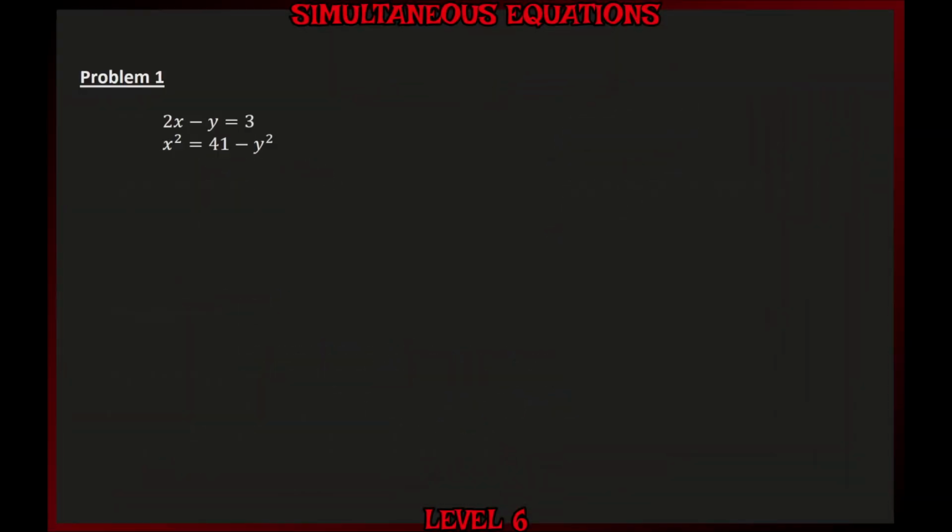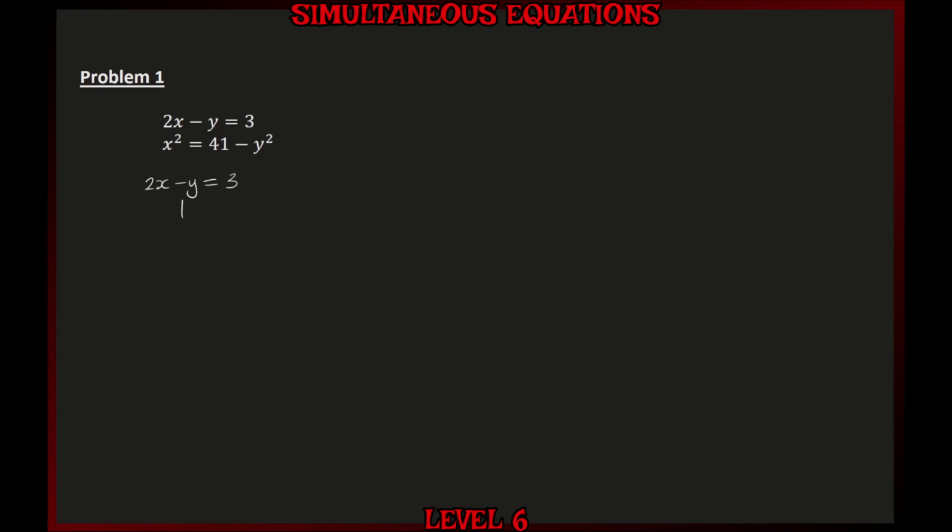In problem 1, we're solving 2x minus y equals 3 and x squared equals 41 minus y squared. Now, since we have a linear and a non-linear equation here, we need to use substitution to solve these. And to do this, we need to have the linear equation with either x or y as a subject. So looking at the linear equation, 2x minus y is equal to 3. We're going to try and make y the subject.